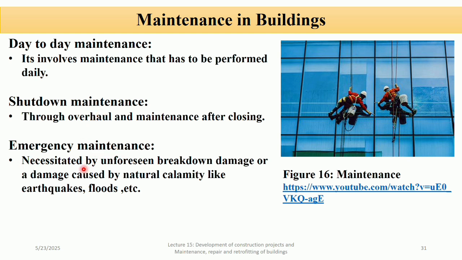Emergency maintenance. It is necessitated by unforeseen breakdown, or damage caused by natural calamity like earthquake, flood, etc. The purpose of emergency maintenance is to ensure safety, minimize further damage, and restore essential function quickly. For example, repairing a burst pipe that caused flooding, fixing electrical parts after a short circuit, structural repairs after earthquake damage, or clearing fallen trees from roofs or roads.